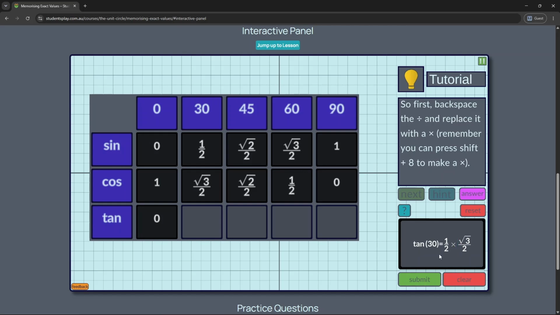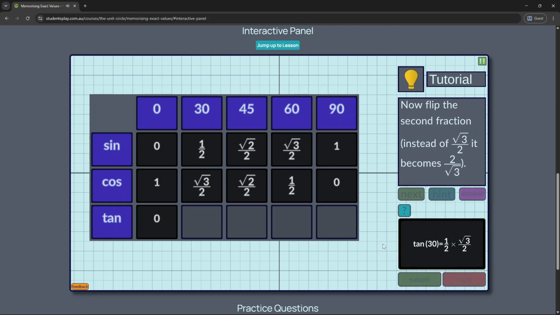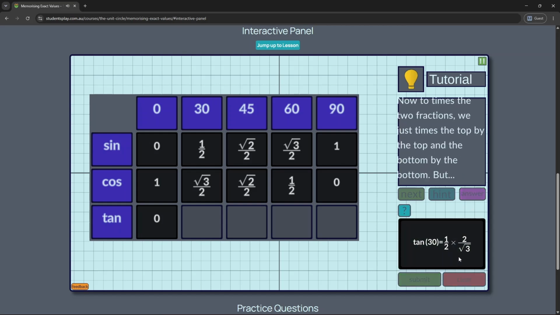If you're confused on what it wants for this part, you can go to the answer here. It'll tell you, okay, we want to make it look like this. And again, we can reset it to what it was if we accidentally backspace the wrong thing, because the cursor's a little bit weird for this section. But let's submit. Now flip the second fraction. Instead of root 3 on 2, it becomes 2 on root 3, okay? So root 3 is 2, and then 2 becomes root 3.